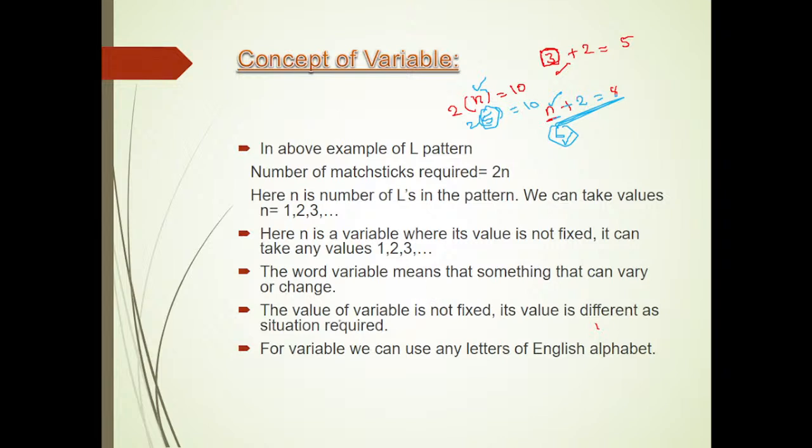So we conclude that the value of the variable is not fixed. The value is different as the situation requires. For variables we can use English alphabets, especially the small alphabets a, b, c, d, and so on. So what is a variable? The symbols which can vary their value, which can change their value. They don't have any fixed value. They take the value according to the situation where they are.